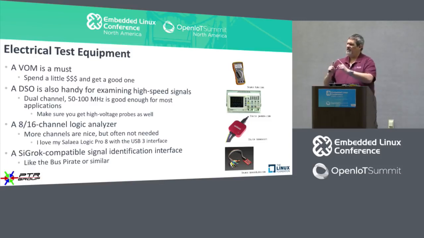Now, some of the little PC scopes that are USB powered, some of them are not quite fast enough because they're only in like the 5 megahertz, 10 megahertz range. Usually 50 megahertz or so will allow you to catch most things that might be of interest.